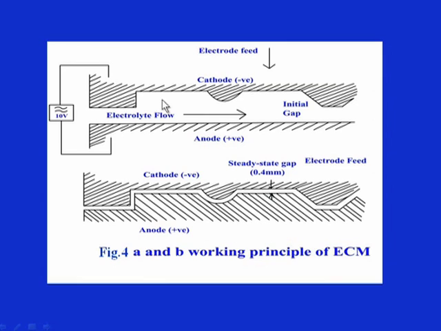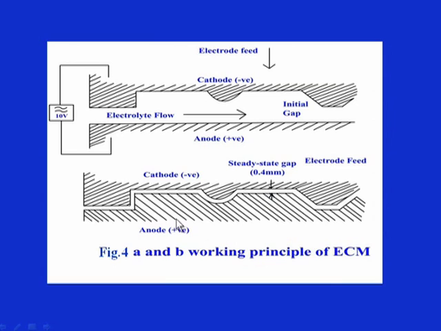This gap, which was initially uneven, somewhere here was the minimum gap and somewhere here was the maximum gap. After some time, after this electrolysis is taking place, this gap will come to be a uniform gap throughout, and the process will continue further. This is basically the working principle in ECM. This gap will be maintained by the appropriate control system for the tool advancement, or for the workpiece advancement, at a particular rate.